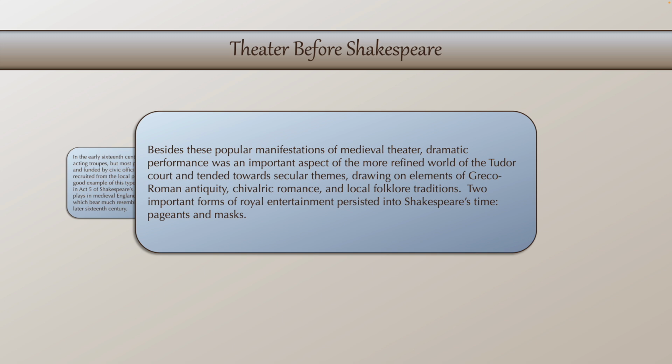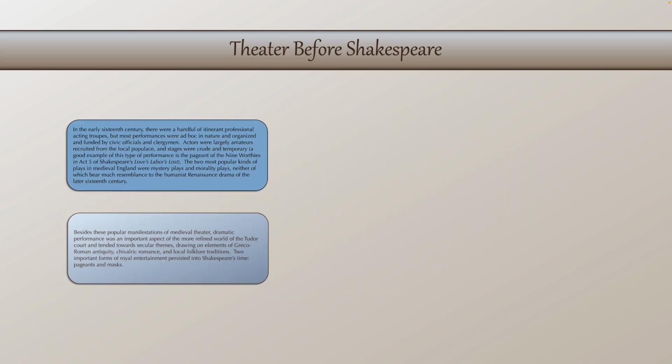So besides these popular religious manifestations of medieval theater, a dramatic performance was an important aspect of the more refined world of the Tudor court, and it tended more towards secular themes, drawing on elements of Greco-Roman antiquity, chivalric romance, and local folklore traditions. Two important forms of royal entertainment persisted into Shakespeare's time: pageants and masks. So we'll talk about these more secular dramatic entertainments, pageants and masks, because they would have an influence on Shakespeare.